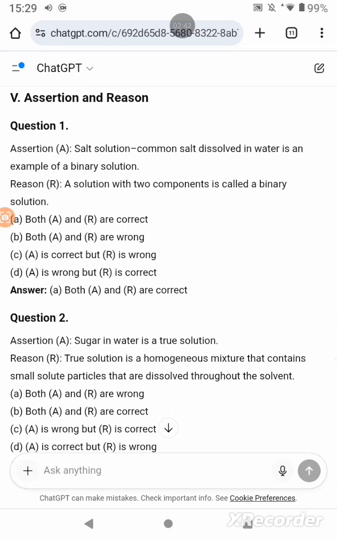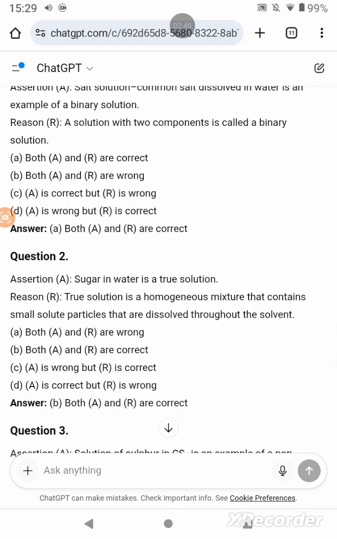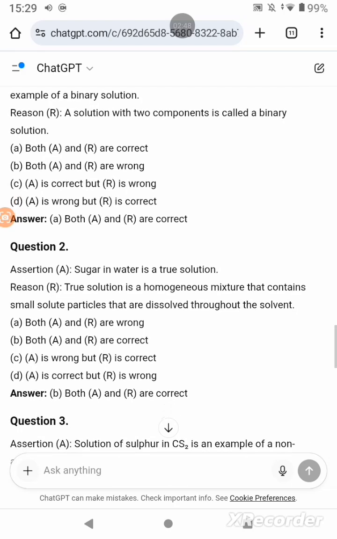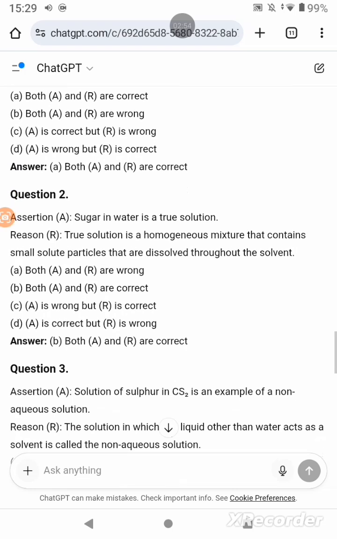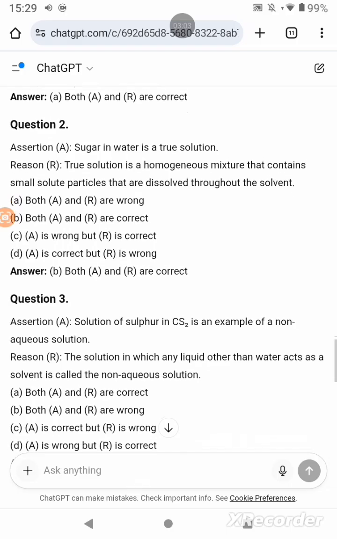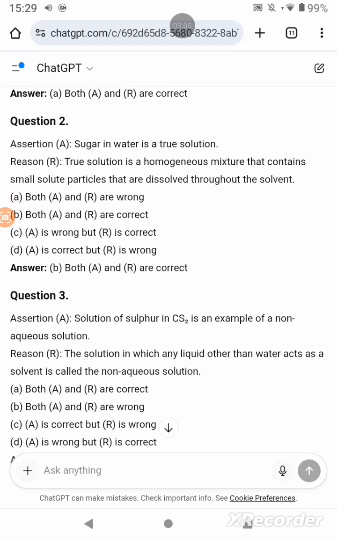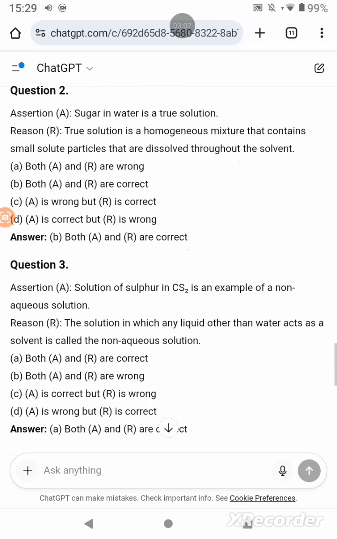Section V. Assertion and reason. Question 1. Assertion A: Salt solution, common salt dissolved in water, is an example of a binary solution. Reason R: A solution with two components is called a binary solution. A. Both A and R are correct. B. Both A and R are wrong. C. A is correct but R is wrong. D. A is wrong but R is correct. Answer A. Both A and R are correct.